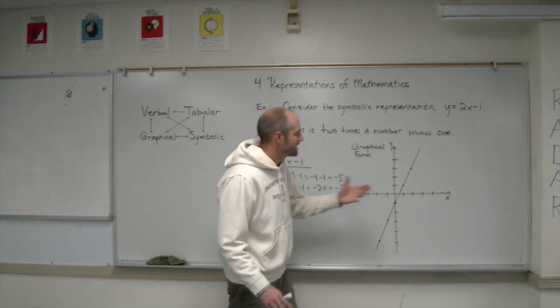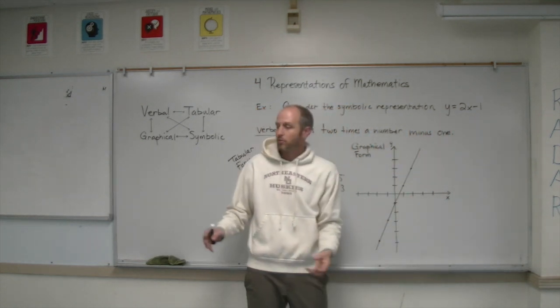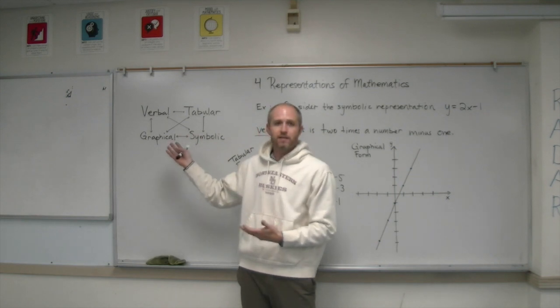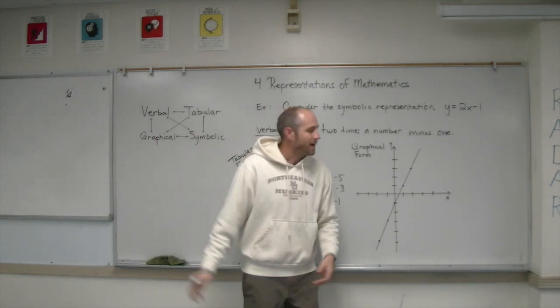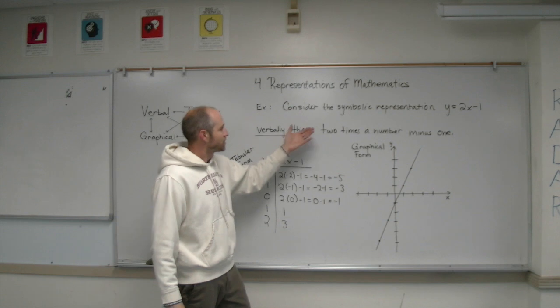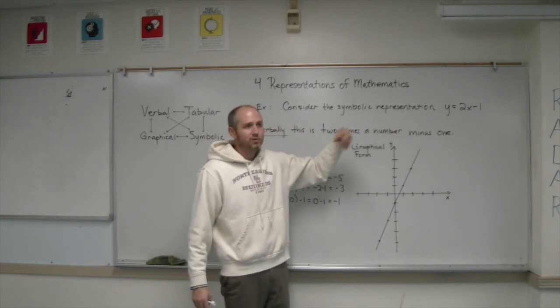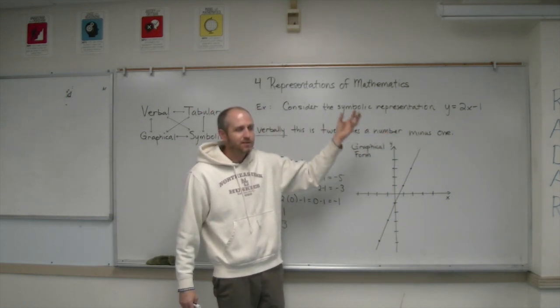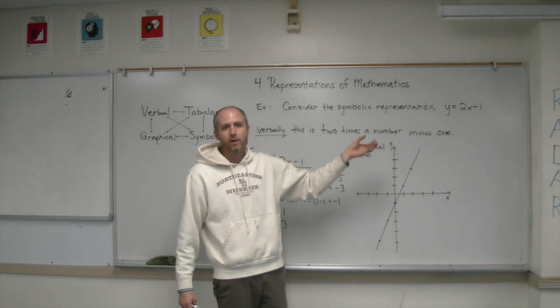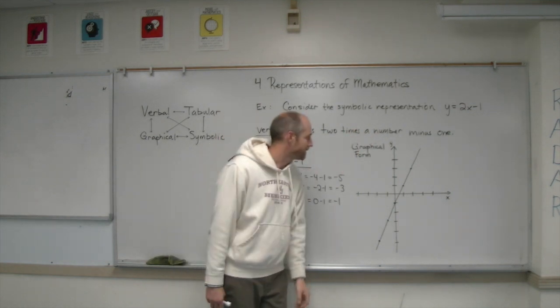So if we wanted to take this information and transform it into one of the other ways that we can represent this idea, like verbally, how that would sound is like this. 2 times a number minus 1. So you put a number into the function, what happens is you're going to multiply that number by 2 and subtract 1. And you'll get some output, right?